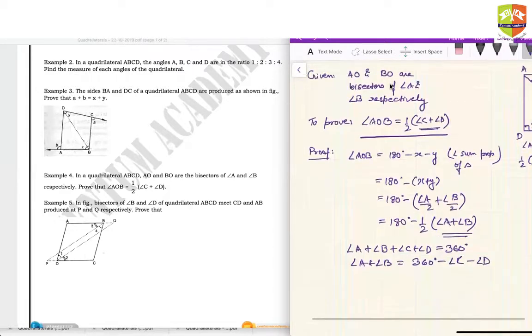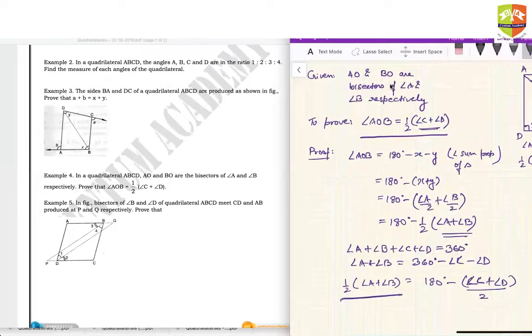And then if I multiply the whole equation by half, I will get 180 degrees minus (C plus D) by 2. Now the problem is solved.